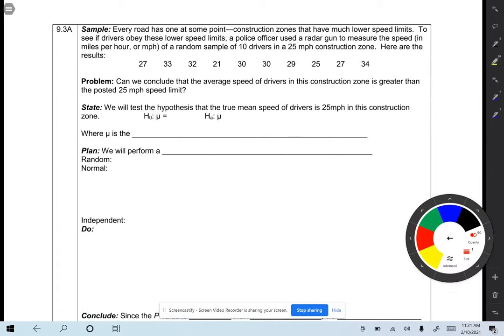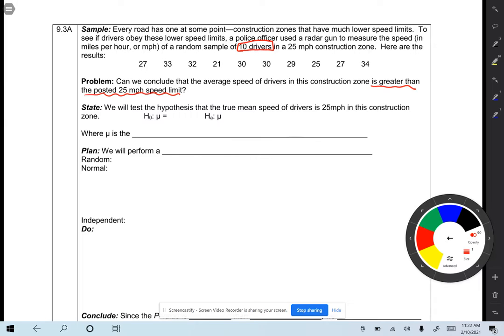Every road has, at some point, construction zones that have much lower speed limits. To see if drivers obey these lower speed limits, a police officer used a radar gun to measure the speed in miles per hour of a random sample of 10 drivers in a 25 miles per hour construction zone. Here are the results. So obviously it's a small sample. We are going to have to graph and check. Darn. Problem. Can we conclude that the average speed of drivers in this construction zone is greater than the posted 25 mile per hour speed limit? So it kind of tells you how to write your hypotheses.